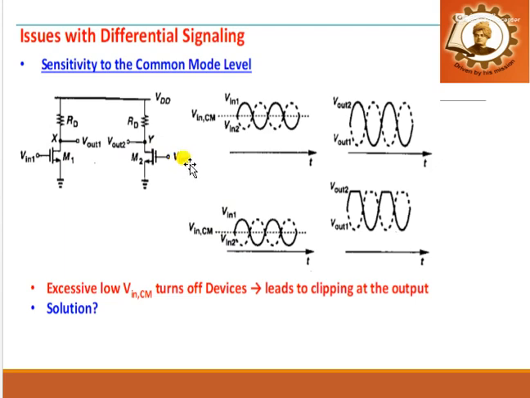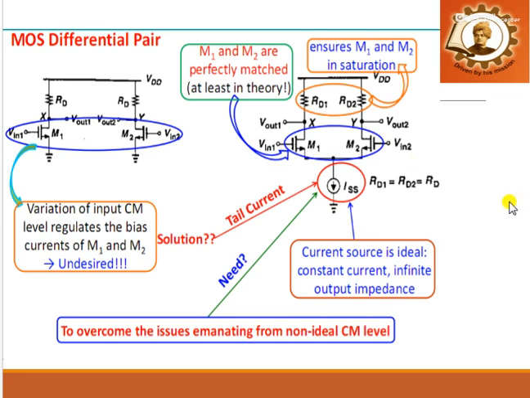So that means the output will be clamped with Vout2 and Vout1. So there will be clipping at this output voltage level. So this is the main problem for differential signaling due to this common mode level change. Here this problem can be solved by using this technique.